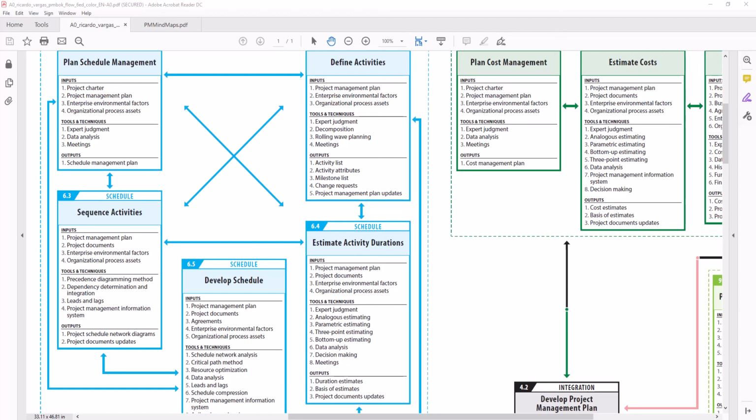screen again. So any questions, guys, in the remaining 10 minutes? Because next week we will do the remaining planning tools and techniques: schedule, cost, risk, analysis.